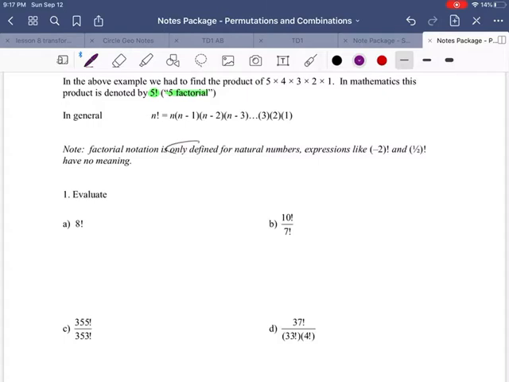Factorial notation is only defined for natural numbers. Expressions like -2 are integers, and that other one is a rational number, so no good.